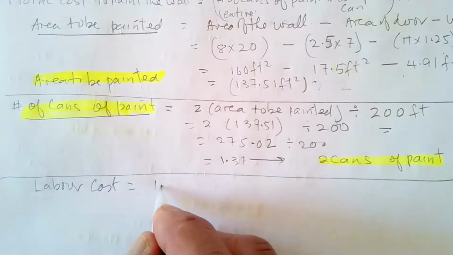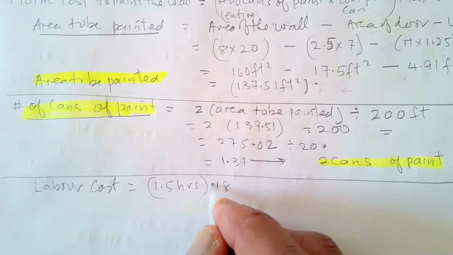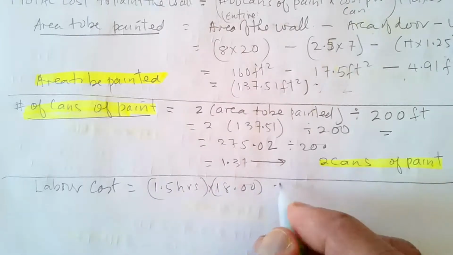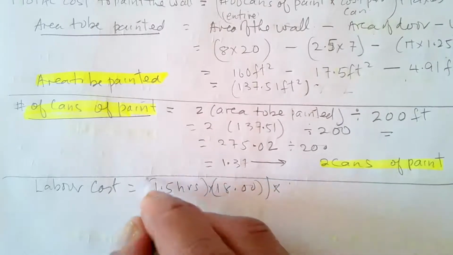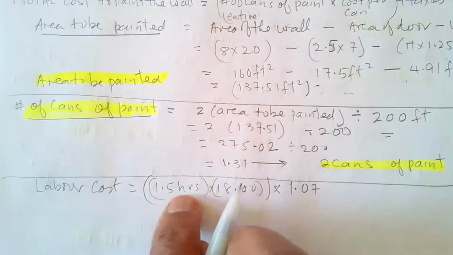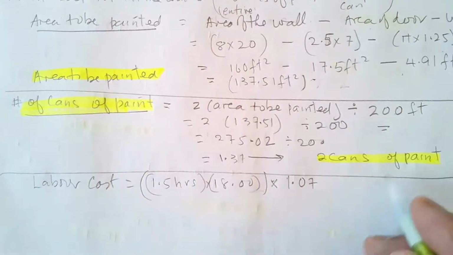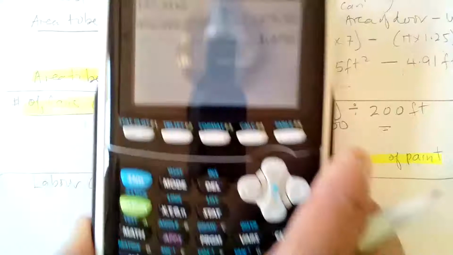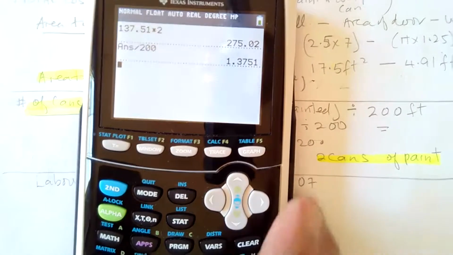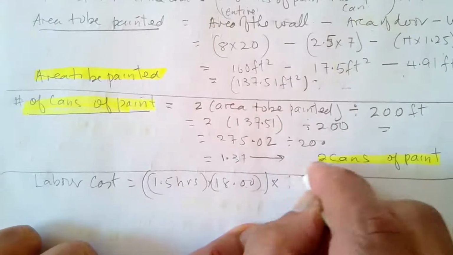It is 1.5 hours multiplied by $18 an hour plus your 7% tax, 1.07. Now this is another way of finding 7% of this total amount and adding it in. It's a shortcut. I'll show you the long cut. The long cut here would be to find the total amount. Let's work this out to show you, for those of you who are not yet familiar with the shortcut. Let's do the long way, then I'll show you the short way.